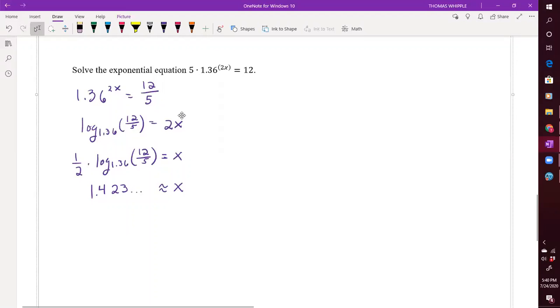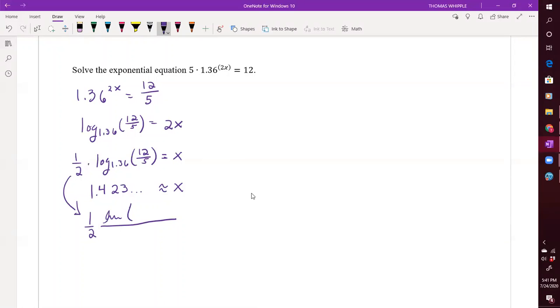So let's just suppose we were supposed to solve this and give our answer exactly in terms of natural log. Okay. Well, if that's the case, then what we could do here with this answer is come down and use that change of base property, right? We could rewrite this log of 12/5 base 1.36 as the natural log of 12/5, right, divided by the natural log of 1.36. And that would be an exact answer only in terms of natural log.